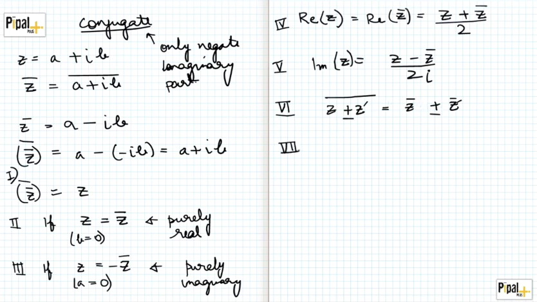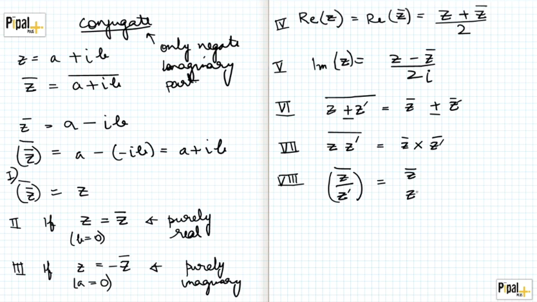If you multiply two complex numbers and take the conjugate of the product, it is equal to the product of their respective conjugates. So either you multiply them and take the conjugate of the result, or you take their individual conjugates and multiply, and you'll still get the same result. The same goes for division. If you divide two complex numbers and take the conjugate, it is the same as taking their conjugates and dividing them.